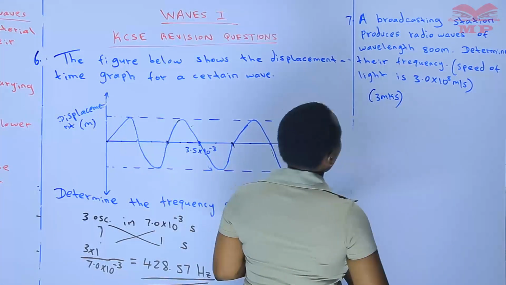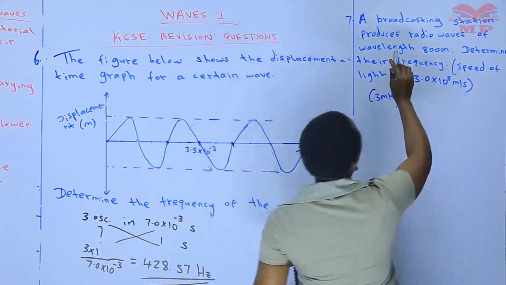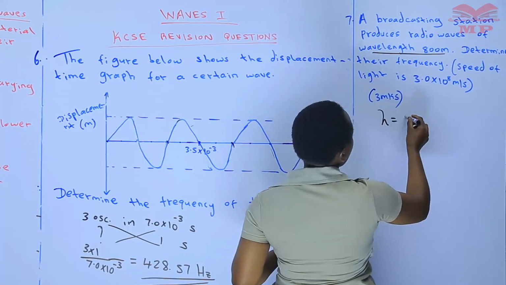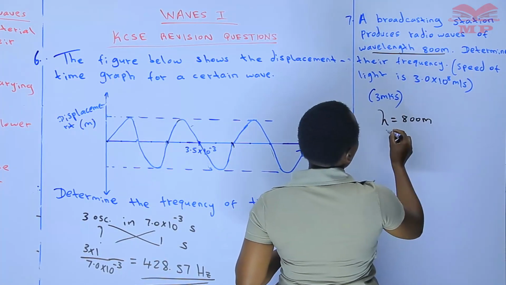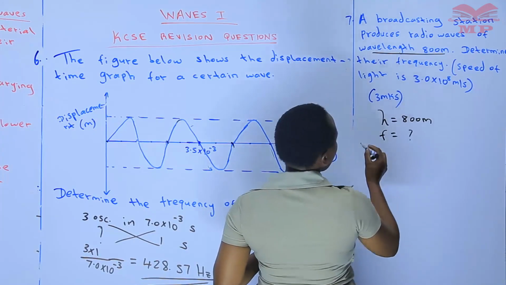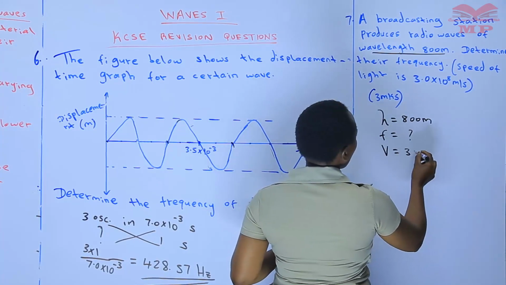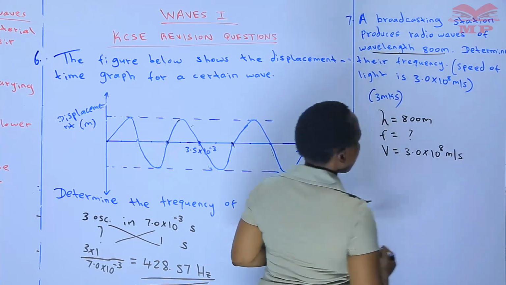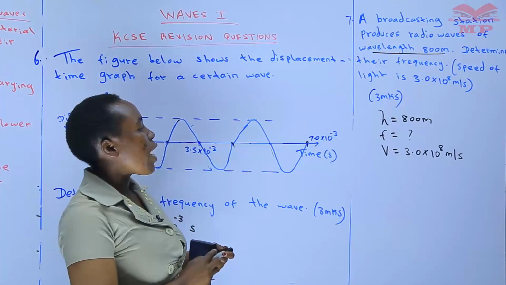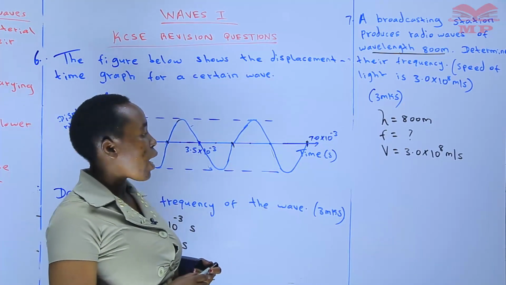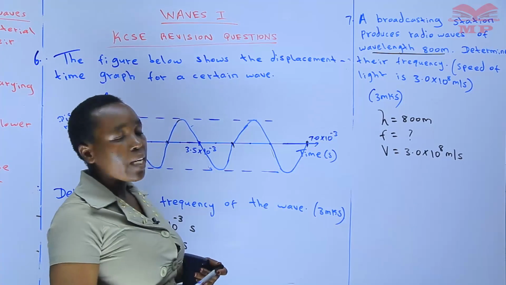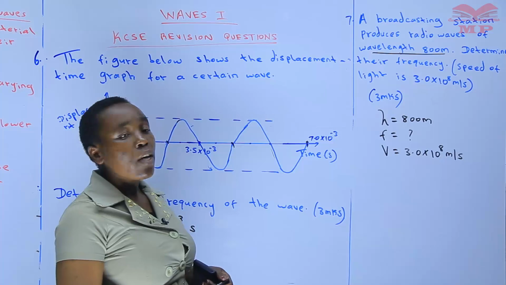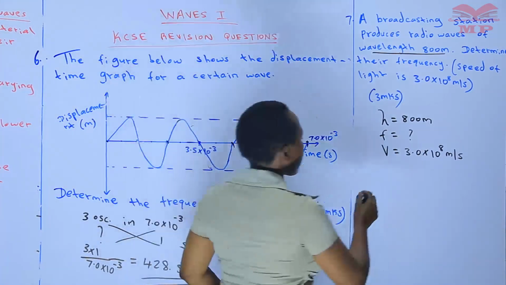So we are going to analyze the question. The wavelength of the radio waves is 800 meters. We are told to determine their frequency, and we have been given the speed to be 3.0 times 10 power 8 meters per second. So when we have that, we can check. The two are in their SI units. So we just come and apply the wave equation, or the equation relating speed, frequency, and wavelength.